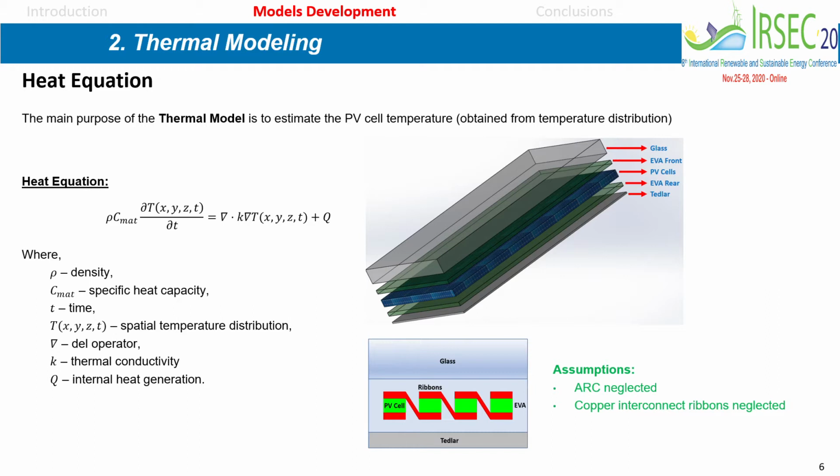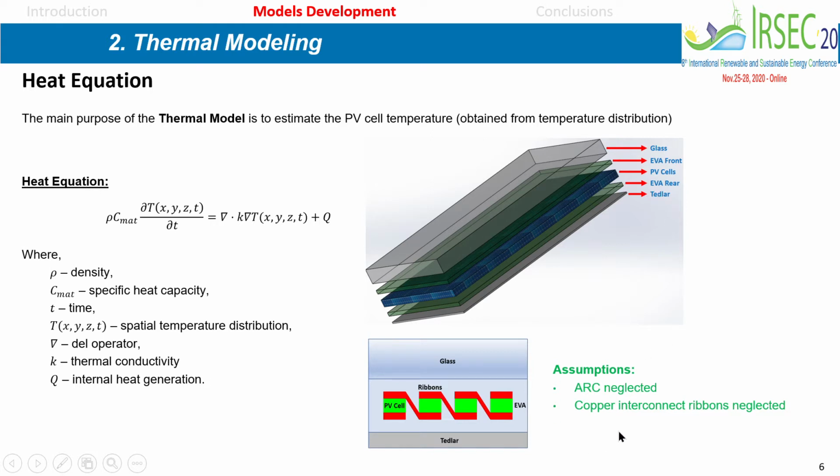So the heat equation, this is thermal modeling, and for the thermal modeling we use the generalized heat equation, which is given by this relationship where rho is the density, C is specific heat, t is time, capital T is the temperature, K is thermal conductivity, and Q is internal heat generation. And these are the elements of the PV panel: the glass, the EVA, which is the polymer, the PV cell, and the EVA again, because the cells are encapsulated using the EVA, which is a polymer material, and also we have the Tedlar or backsheet.